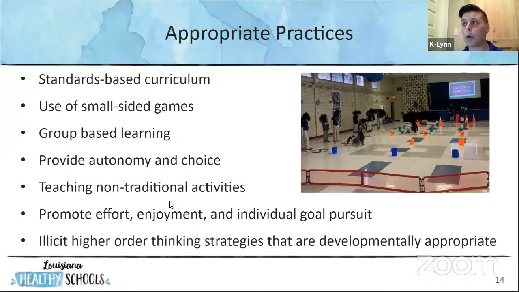Okay, so some appropriate practices, which I've covered most of, but I just want to take a minute to talk about. Appropriate practices would be standards-based curriculum, which I've mentioned, and the use of small-sided games. One suggestion here is a lot of times we get our class in half versus half, whether it's a basketball game or a volleyball game, but think about the parent sport or the big sport, if that's what you're basing your curriculum on. Volleyball's the biggest example.